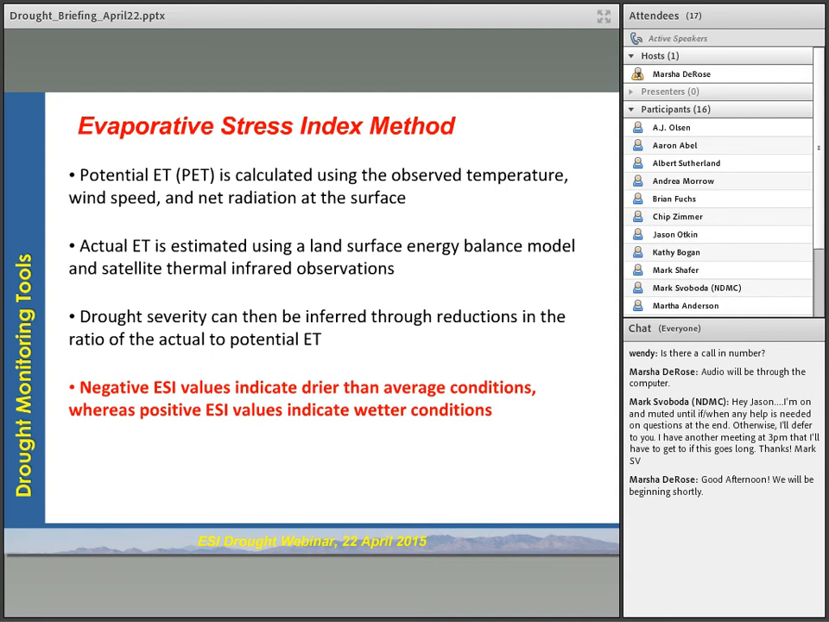The actual ET is then estimated using a land surface energy balance model and satellite thermal infrared observations, and then drought severity can be inferred through reductions in the ratio of the actual to potential ET when compared to the climatological norms for a given location and time of the year. By computing the departure from these average conditions, negative ESI values indicate drier than average conditions, whereas positive values indicate wetter than average conditions, again for a specific location and time of the year.